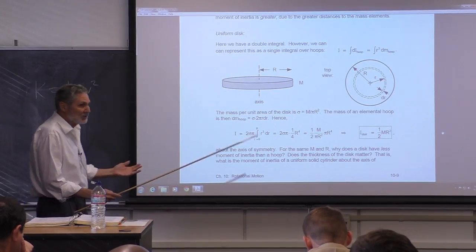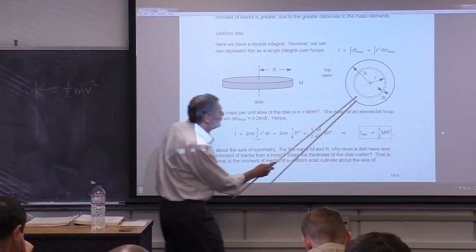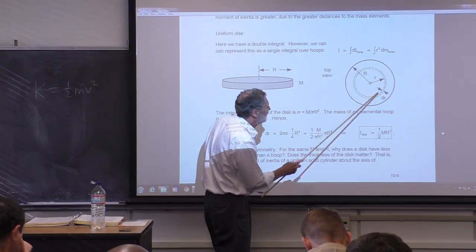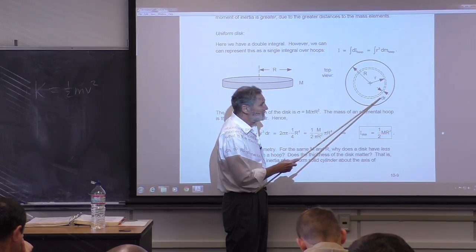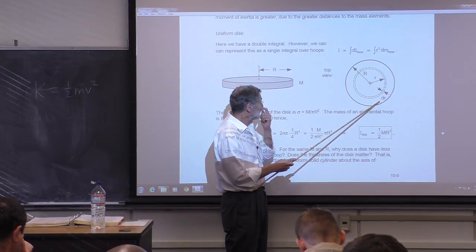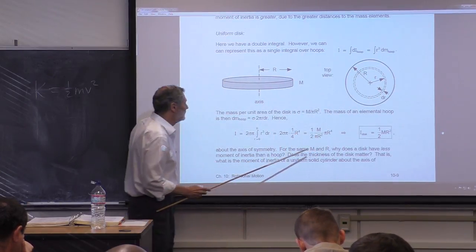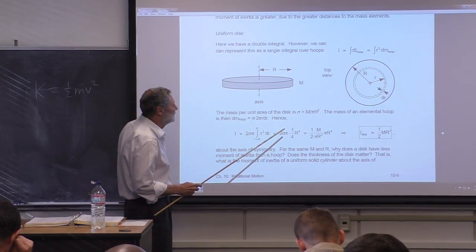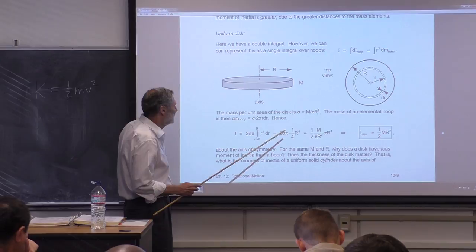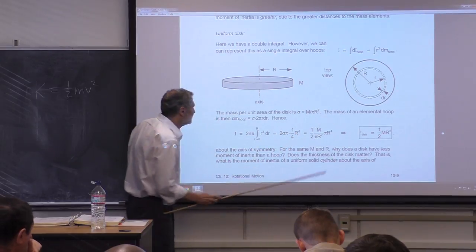So here's specifically what we mean. Here's one hoop. It's an element of mass. It has a thickness dr. And I know the moment of inertia of that hoop. It's the mass of the hoop times the square of little r.